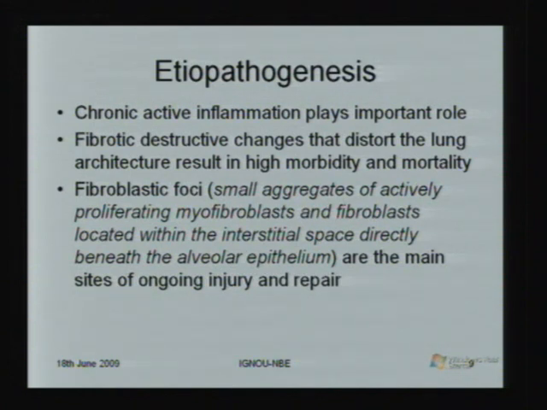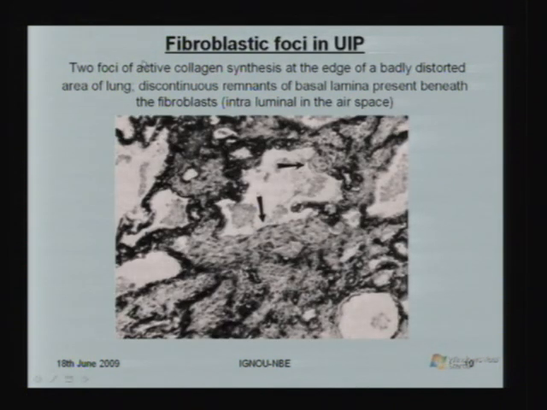What are fibroblastic foci? They are small aggregates of actively proliferating myofibroblasts and fibroblasts, which are located within the interstitial space directly beneath the alveolar epithelium. And these are the main sites of ongoing injury and ongoing repair. Here you can see in a microslide two foci of active collagen synthesis, here and here, as marked by the arrowheads. This synthesis is occurring at the edge of a badly distorted area of lung, and the discontinuous remnants of the basal lamina are present beneath the fibroblasts within the lumen of the air space.